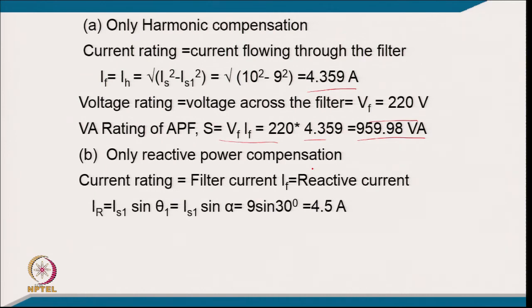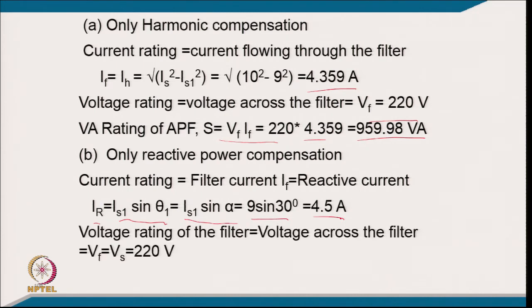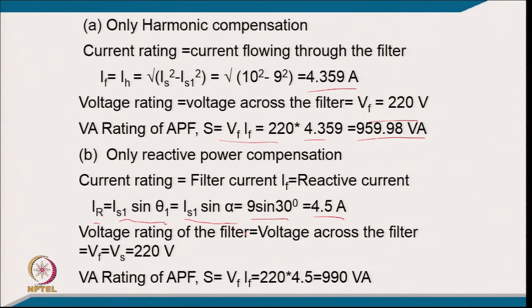So, we can have this reactive current, IR = IS1 sin theta 1 = IS1 sin alpha, that is 9 sin 30, which comes to 4.5 ampere. The voltage rating is 220 volt, and the VA rating is typically 990 VA.